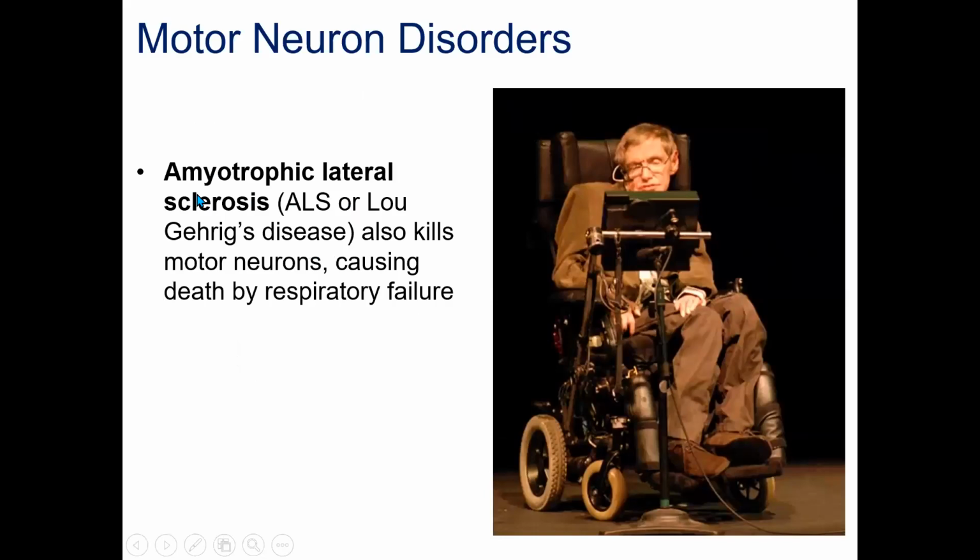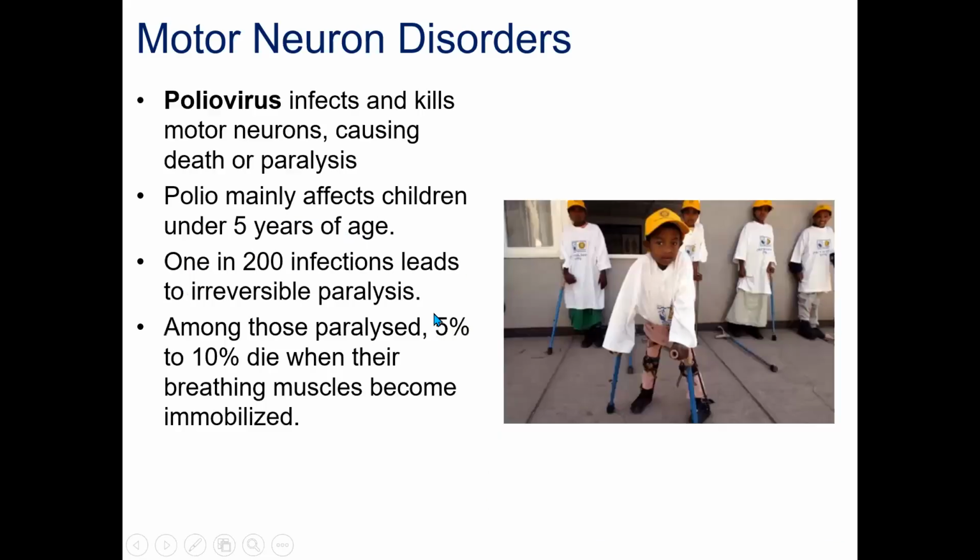ALS is another one. You probably have heard of ALS, and this is Stephen Hawking, one of the famous physicists who suffered from ALS. It is an autoimmune disorder where the motor neurons are being attacked by the body cells, and that causes you to not be able to move your muscle. There is actually a movie based on Stephen Hawking about his struggles with ALS. I think it's called The Theory of Everything or something. So if you're interested, you can look that up.